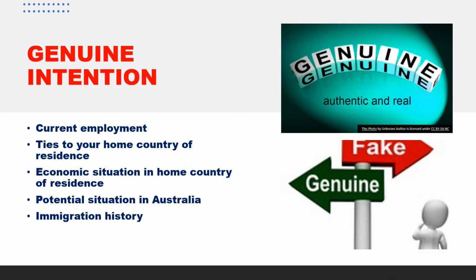In every application received by the Department of Home Affairs, the delegate of the Minister will assess the following circumstances of the applicant in relation to current employment, ties to your home country of residence, economic situation in your country of residence, potential situation in Australia. This means that you might have more close family members living in Australia than in your home country. They will also look at your immigration history or significant travel to countries that require a visa, whether you fully complied with your visa conditions.